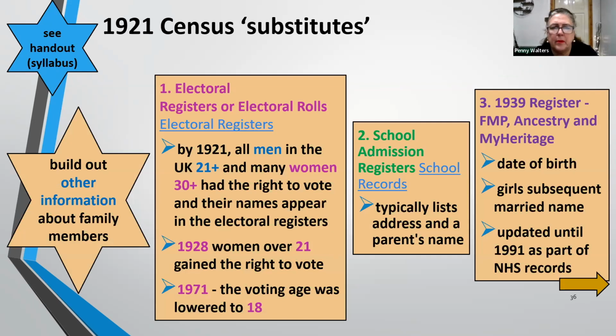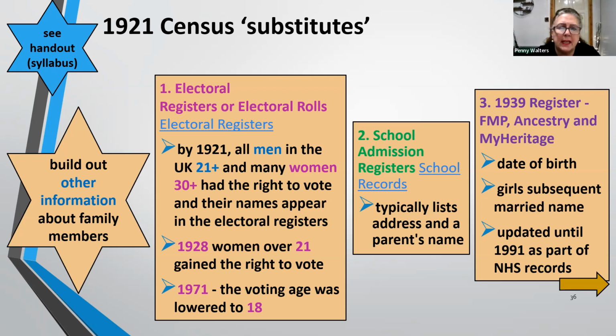While you're looking for people in the 1921 census, you might want to utilize substitutes. These are clickable in your handout, or you can Google them. Whether or not you've got the person in the 1921 census, you can add to this information by building out other information from electoral rolls. Men over 21 and women over 30 had the right to vote, so there are lists of those people. Then there are school admission registers, which usually gave the parents' names and address.